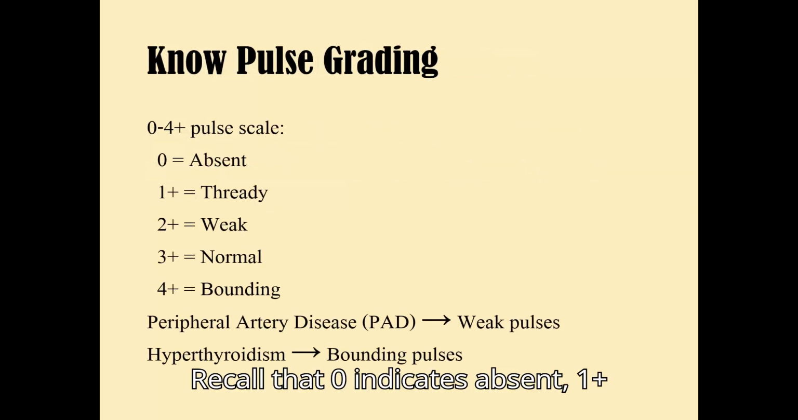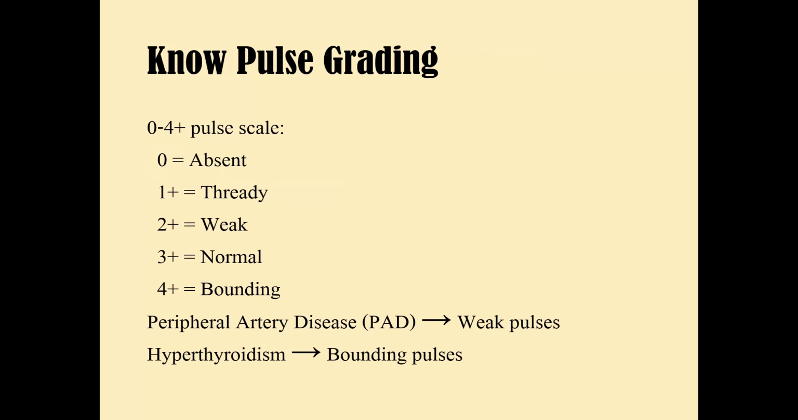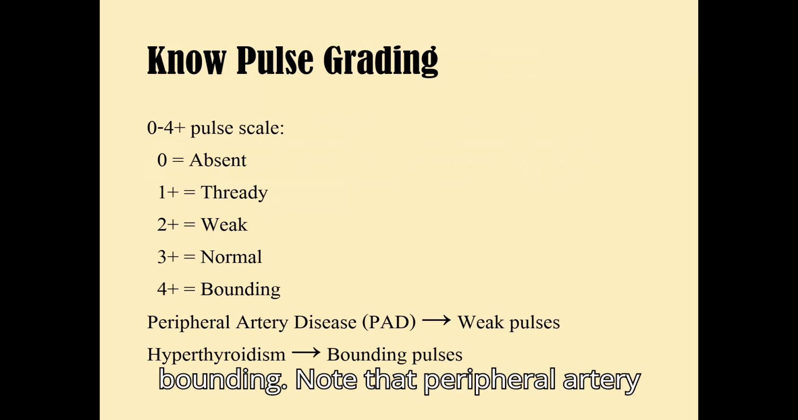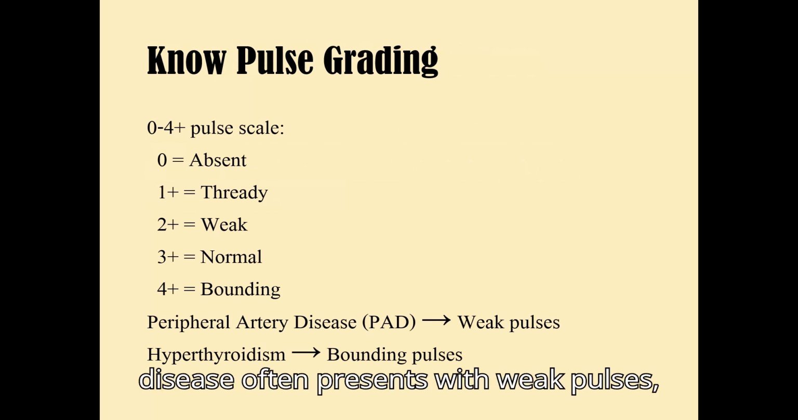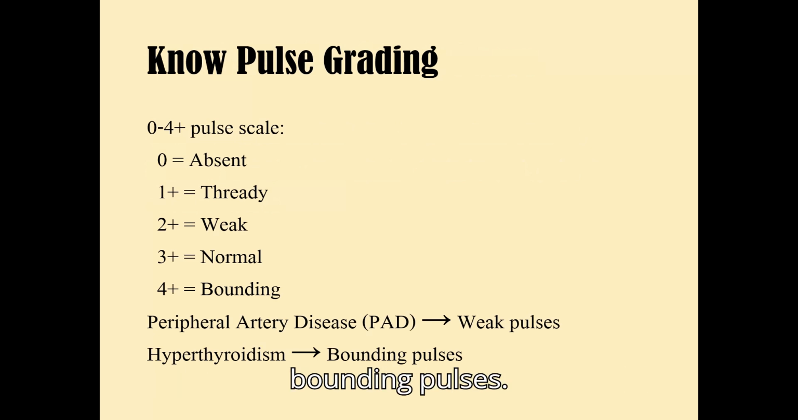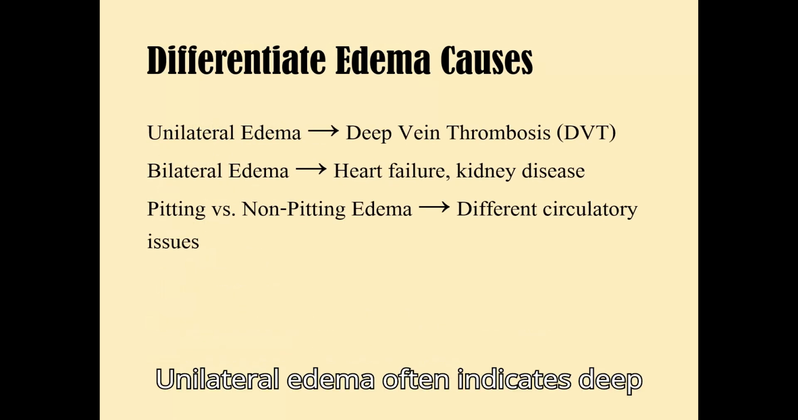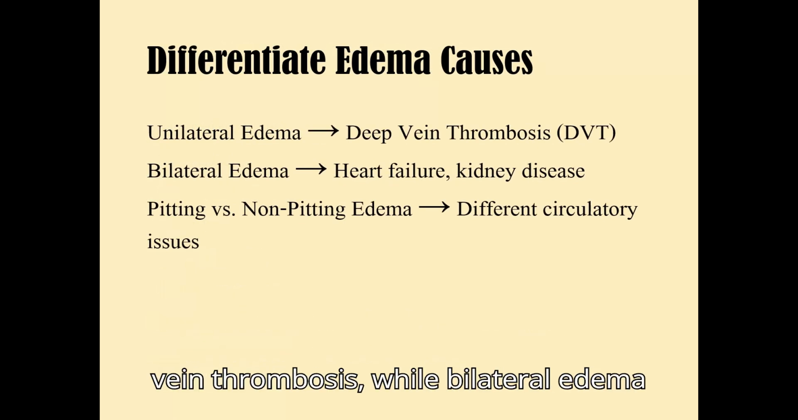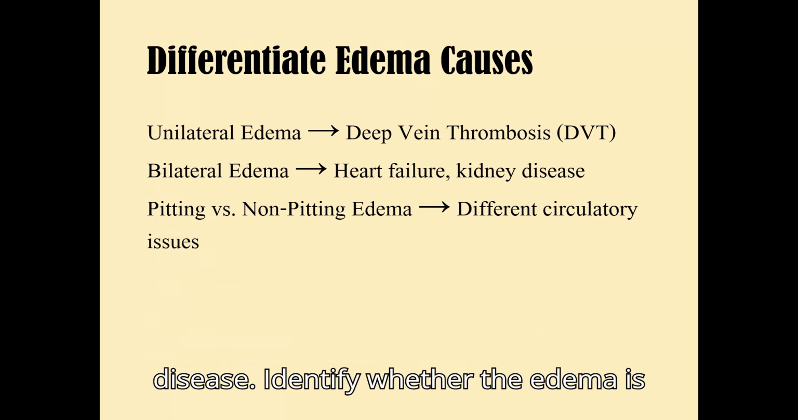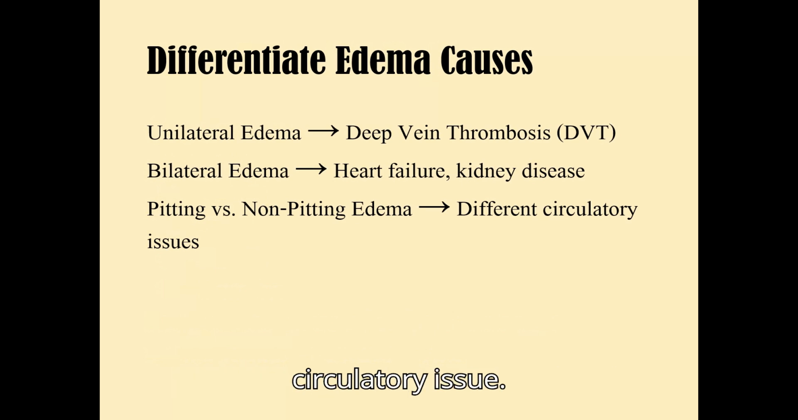Recall that 0 indicates absent, 1 plus indicates thready, 2 plus indicates weak, 3 plus indicates normal, and 4 plus indicates bounding. Note that peripheral artery disease often presents with weak pulses, while hyperthyroidism may present with bounding pulses. Unilateral edema often indicates deep vein thrombosis, while bilateral edema may be linked to heart failure or kidney disease. Identify whether the edema is pitting or non-pitting to determine the circulatory issue.